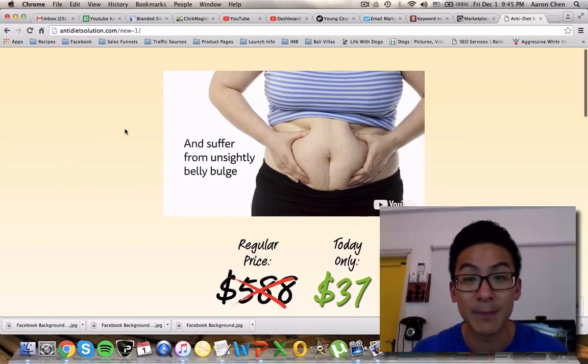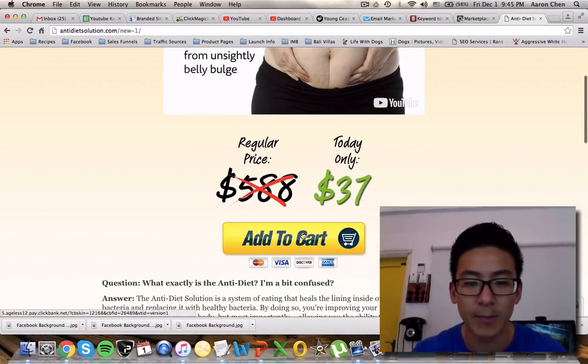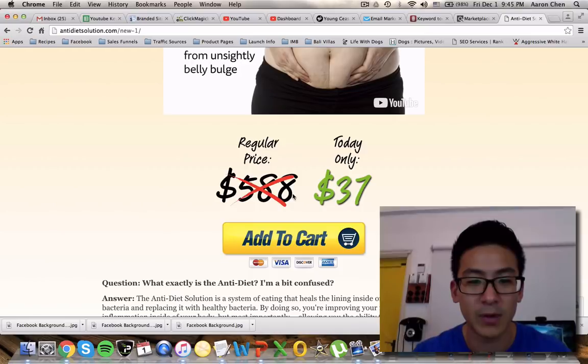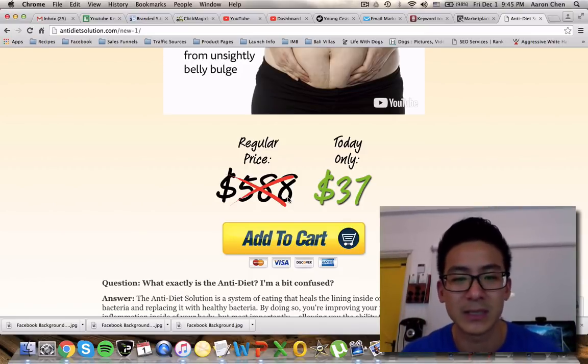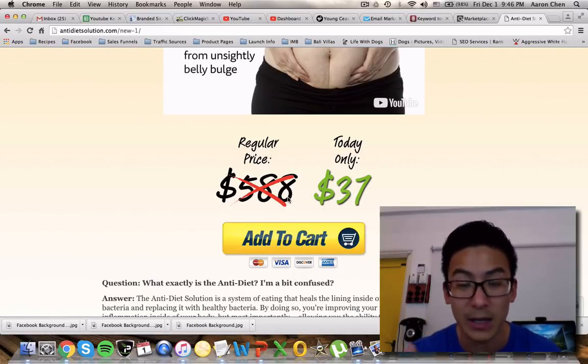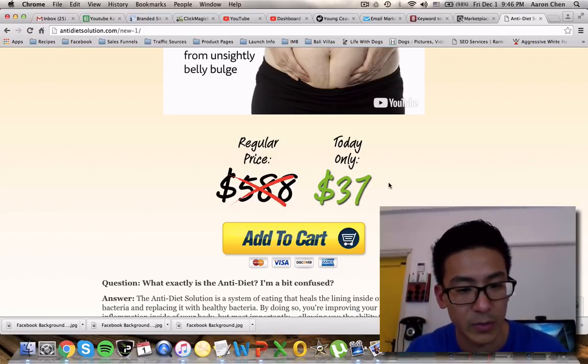Now, if somebody wants to buy the program, usually a little buy button will pop up, or sometimes it's already there. Like in this case, it's already there, okay? So they've got the price here. You know, this regular price, it's slashed from 588 bucks. This is just a marketing tactic, okay? It's never going to cost 588 bucks for a program like this. So it's a marketing gimmick, and today it costs 37 bucks if somebody wants to buy, okay?